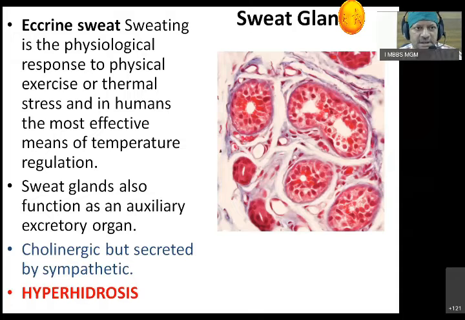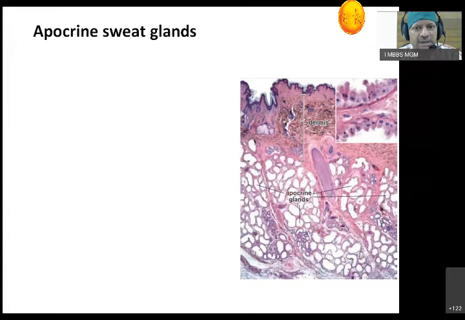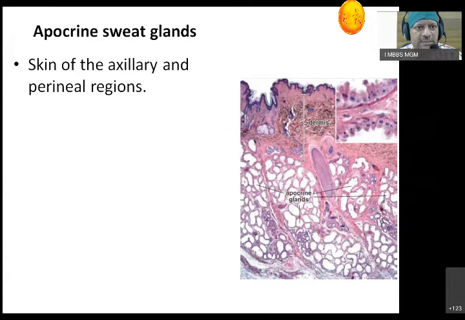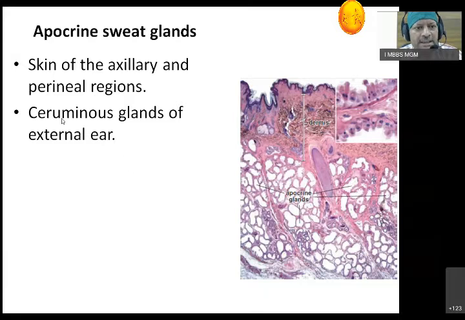Now, with this, we will move to the apocrine gland. Apocrine glands are again modified sweat glands, but they are usually present in the axilla or perineal region. Then there are glands in the ear which give a lot of wax. These are called ceruminous glands. Ceruminous glands are present in the external ear. They are again modified sweat glands. That is what we have to remember.